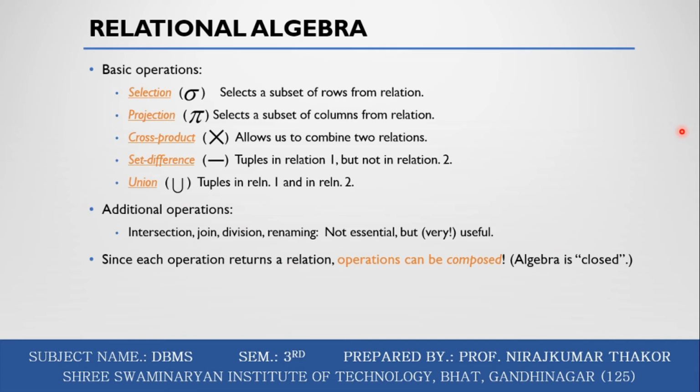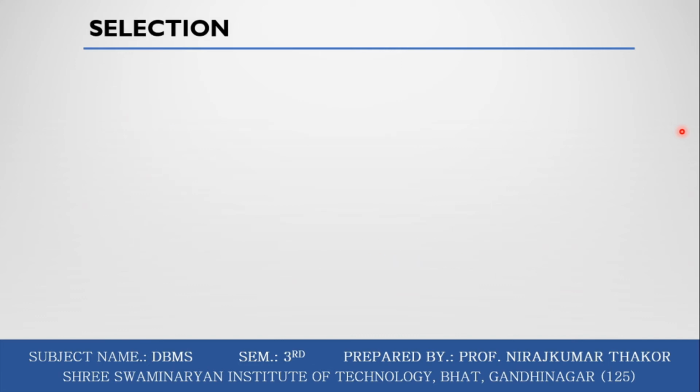Okay, since each operation returns a relation, operations can be composed. So now we will see them one by one. First we will see the selection operation. The selection returns a subset of the rows of a single relation.